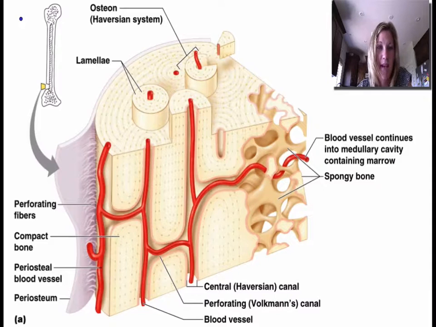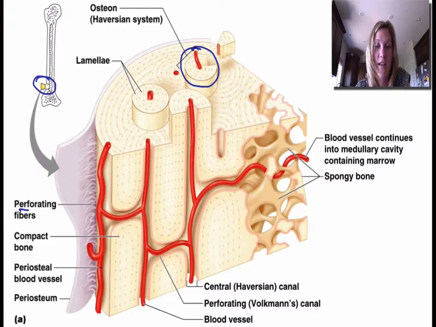Hey, this is Mrs. Reichelt, and we are still talking about the anatomy of a long bone, except for now we're getting really small. We're going to look at some microscopic anatomy. So here's a picture, kind of like the last podcast. I want to show you a picture first, and then we'll go through and really get defining all of these. So here is an osteon.